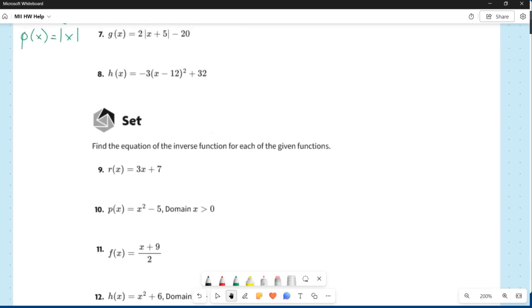Question 7. I'm not going to write it this time, but for 7, this is clearly an absolute value function. And it is once again going to be very similar to 5 and 6. There's going to be one sort of new thing.